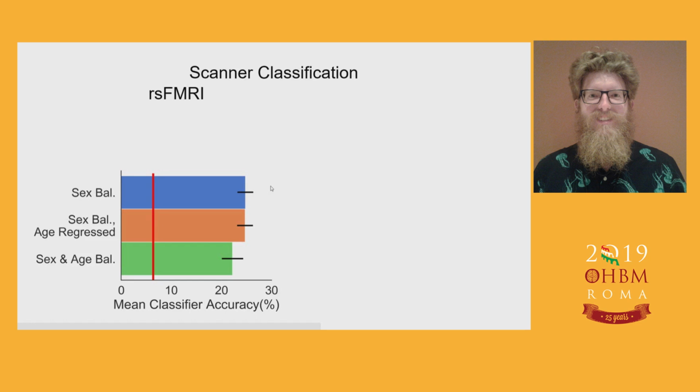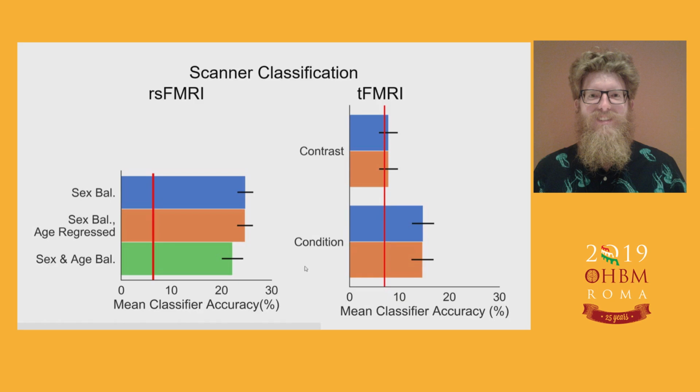So for resting state scanner classification, correcting for sex just by balancing our draws for sex, we get about 25% accuracy for classifying which scanner it was collected on. Balancing for sex and regressing out age is about the same. And then if we balance for sex and age in 3-month bins, the classifiability drops down a little bit, but we're still above 20%, still well above chance. So there is definitely scanner information in that resting state data, which I think is totally understandable. It comes from 3 different manufacturers.